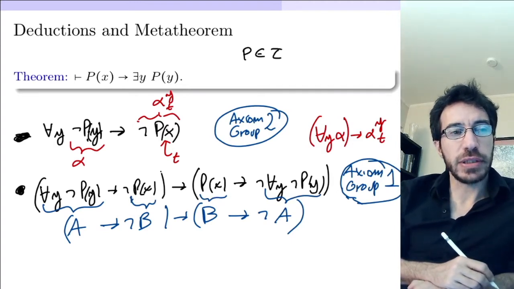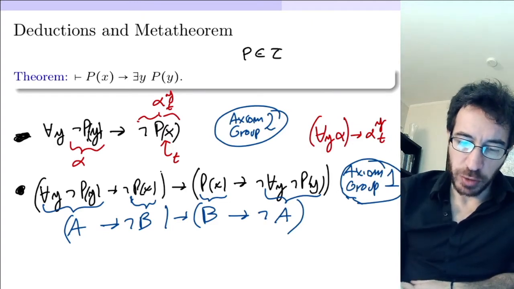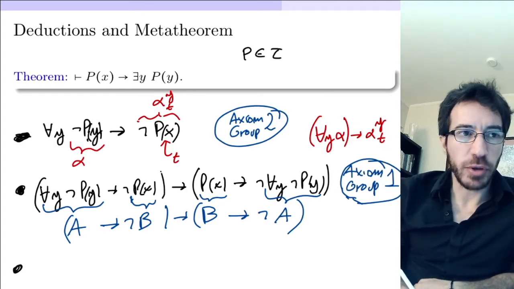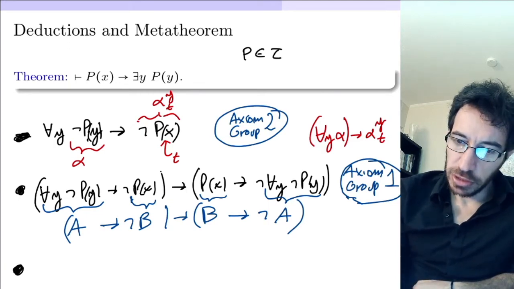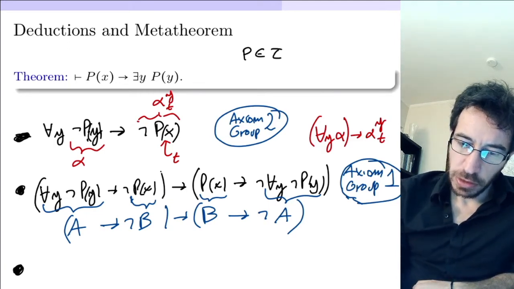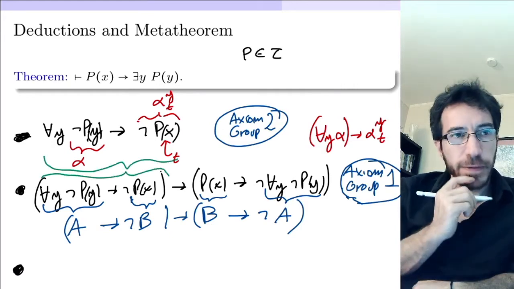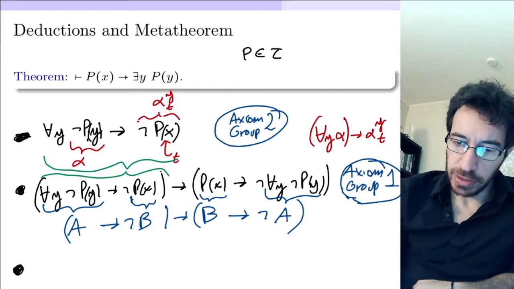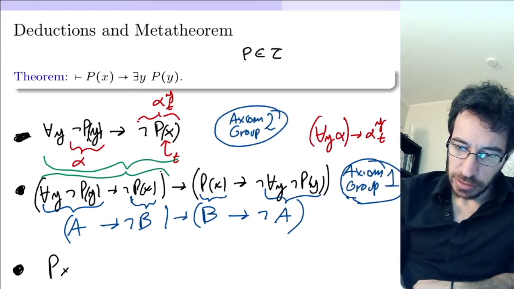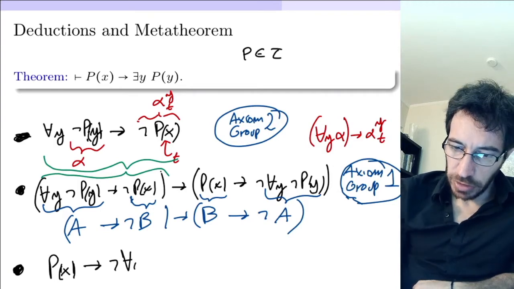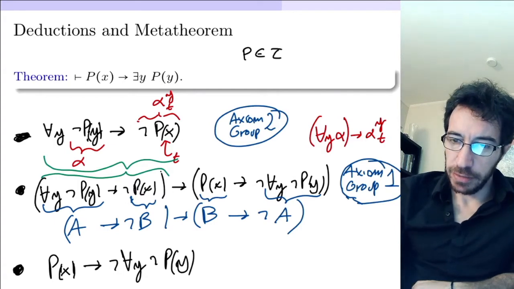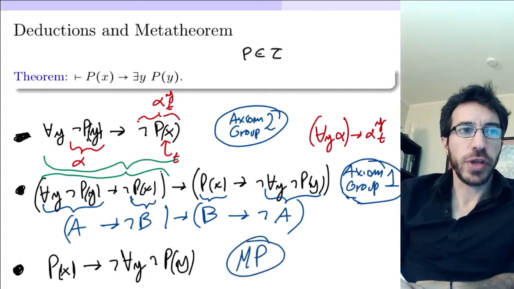And now, if we see, our deduction has two formulas, the ones in black. And now we can use modus ponens and get the one we want, right? Because if you notice, this one up here is the same as this one up here. So modus ponens is going to give us now that p of x implies that for every y, not p of y. And this is by modus ponens. Okay, so that's exactly what we want.